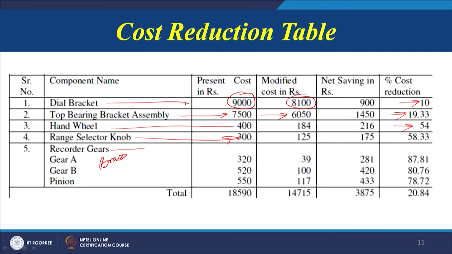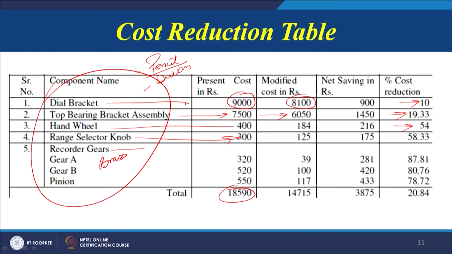here. So, we can see that initially the present cost of some of these components, dial bracket, top bearing bracket assembly, hand wheel. So, we can see this is an example related to a UTM machine. You can take any other example, and for that matter we have taken an example of a pencil also in functional cost relationship. We have taken an example of a divan also to analyze the basic and the secondary functions of the product. So, we can take any example here and try to see what is the present cost, what is the modified cost, and what are the net savings.